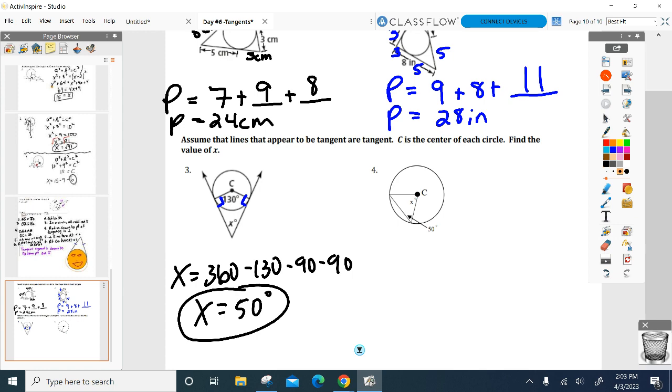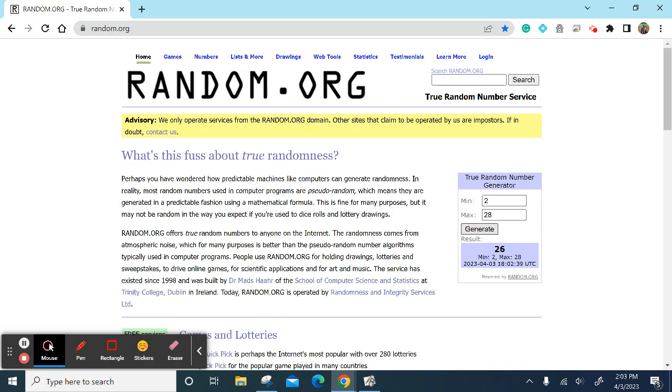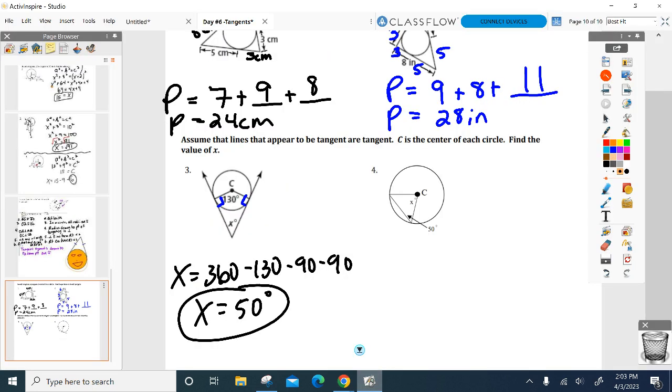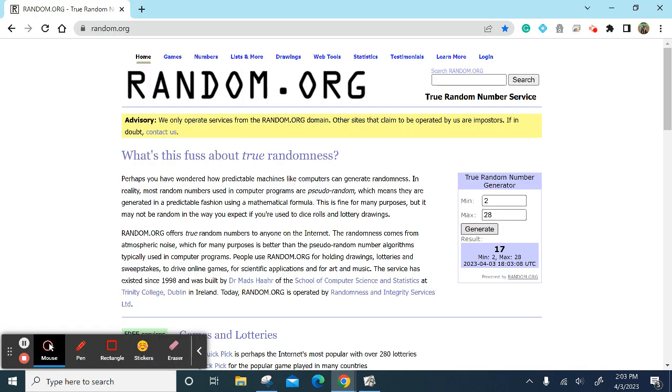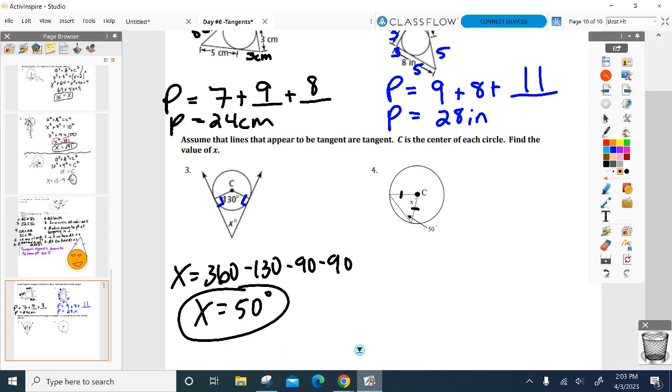No tangent lines in number 4, but I do have 2 what drawn in? 2 sides of those triangles are what in the circle? Yep, they're both radii. Yep, you're good. Makes them congruent. Now I get away from circles and go back to triangles. What type of triangle am I working with here? Isosceles. What's across from the congruent sides? So if that's 50, the other base angle was 50.